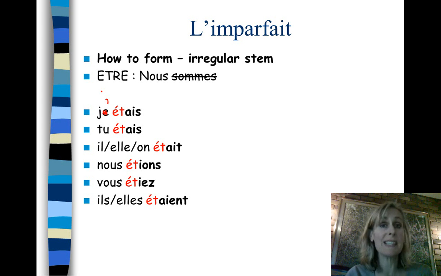Okay, so être is the only one with an irregular stem. All the rest take the nous form of the present tense. So if you know the nous form of all the present tenses and you know your imperfect endings, you can form the imperfect for any verb.